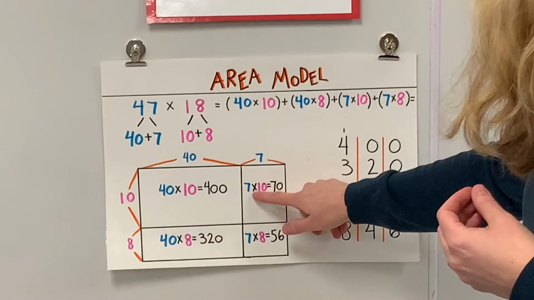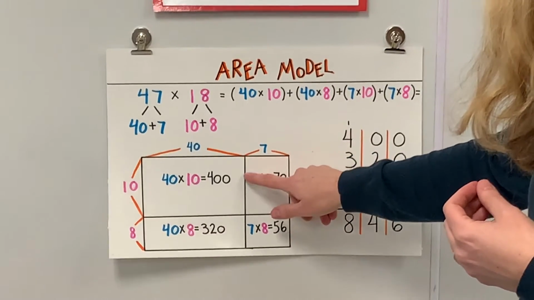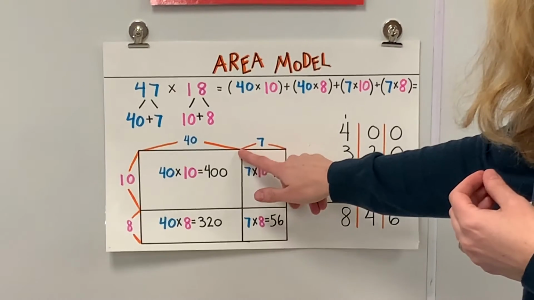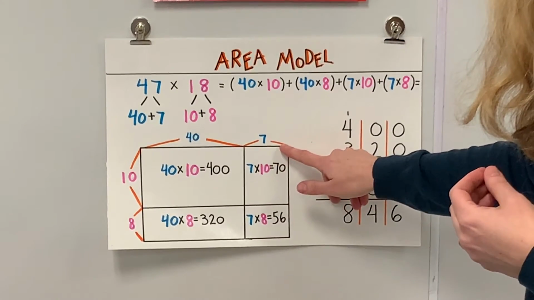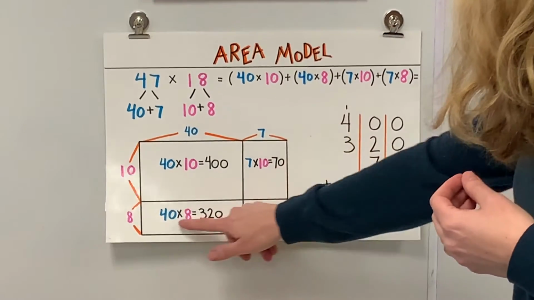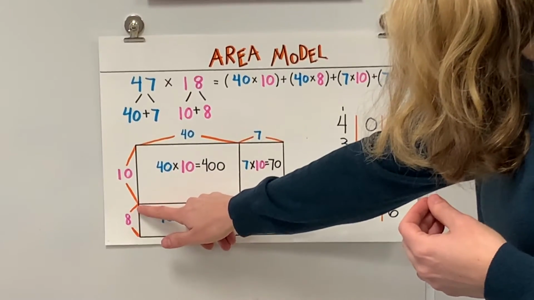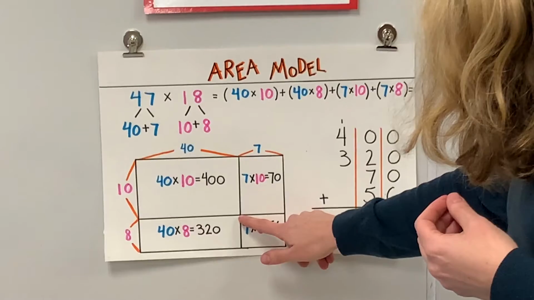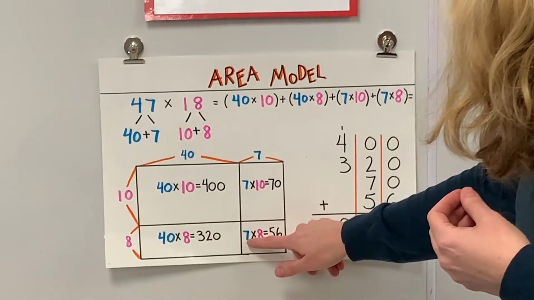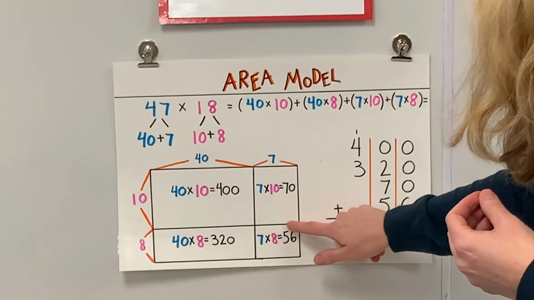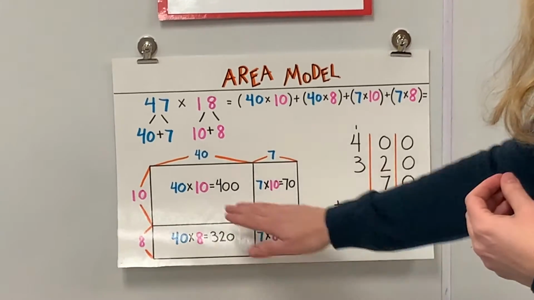And then this is 7 times 10, 10 being the measurement of this side of the rectangle, 7 being the measurement of this. 40 times 8, 8 measuring this side, 40 measuring that side, and then 7 times 8, 8 measuring this side, 7 measuring that side.